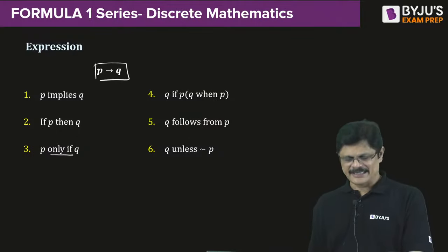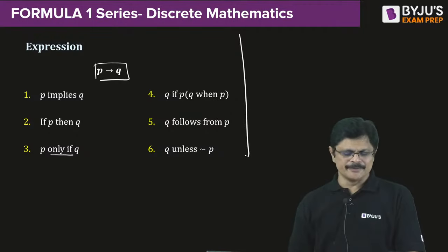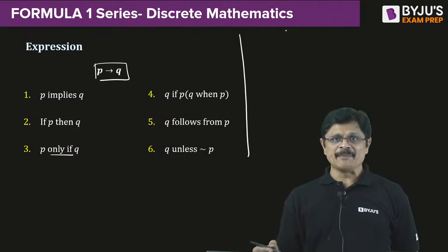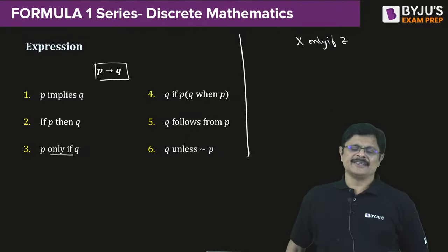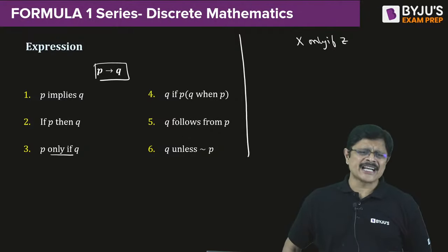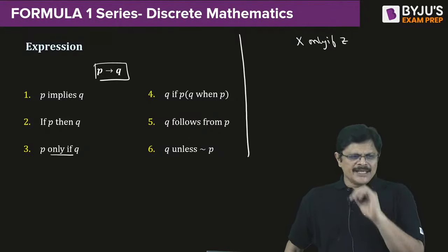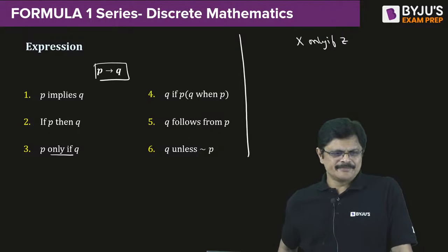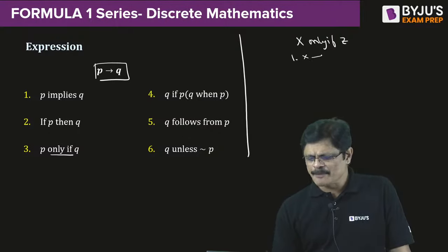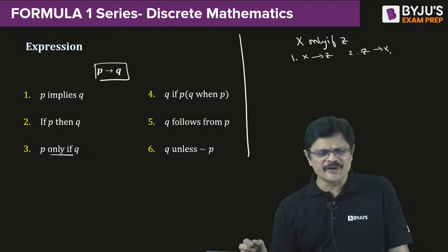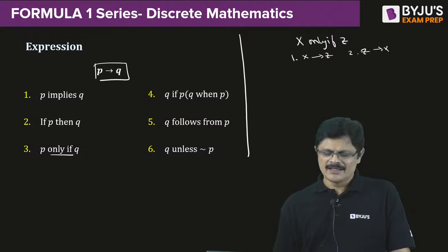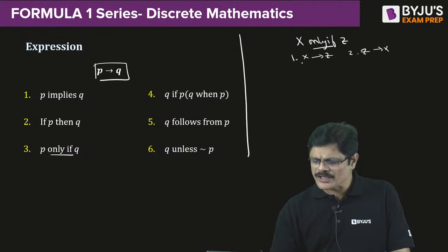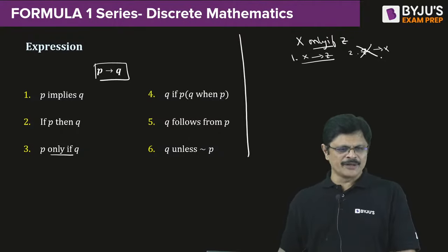So how to practice this, I'll tell you. I'll give you some statement, and you have to give me the implication form for that. X only if Z. Is it X implies Z or Z implies X? X implies Z, Z implies X. Which one is correct? "Only if" is the same as this direct form, so it is X implies Z, not the other one. Very good, that is what I expect.